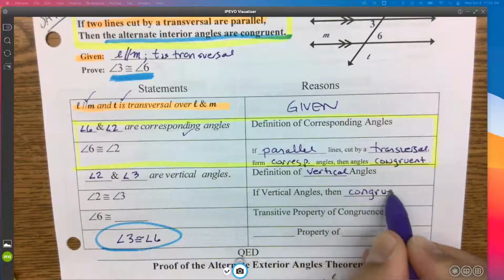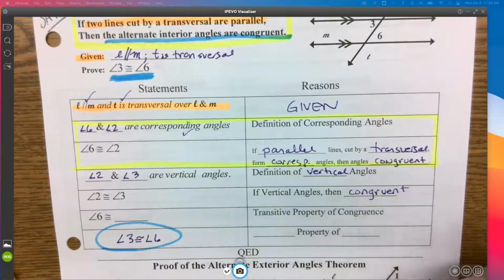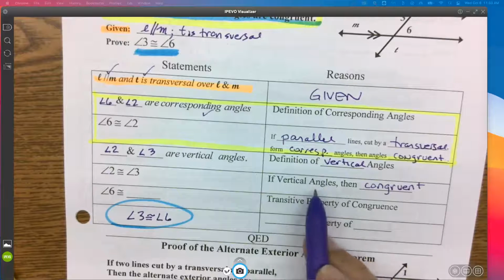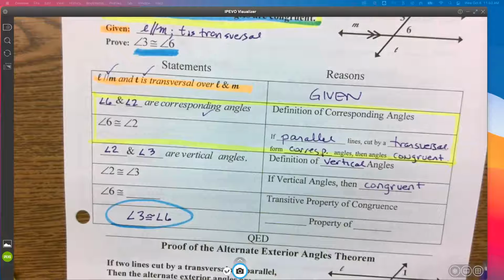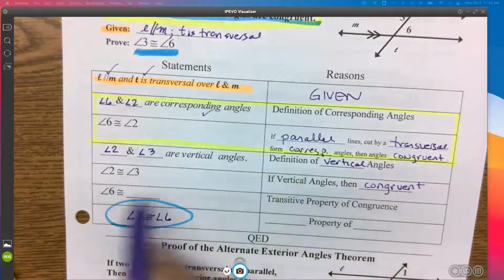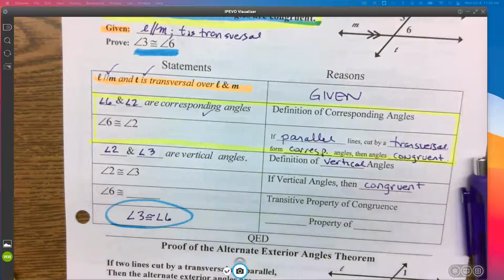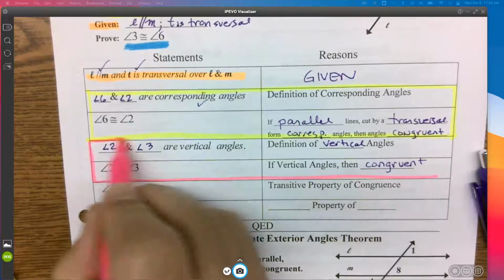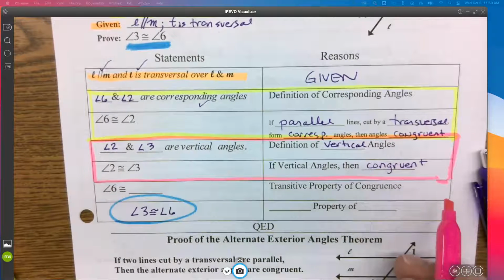Good. By the way, you will be responsible for proving those. Two weeks from today will be your test, and you will be responsible for all these proofs: linear pair, vertical angles, and then the 4 we're doing today. So if vertical angles, which we said 2 and 3 were, then congruent. So 2 and 3 are congruent. So that's the second part of this proof, is that we brought into play the other angle.